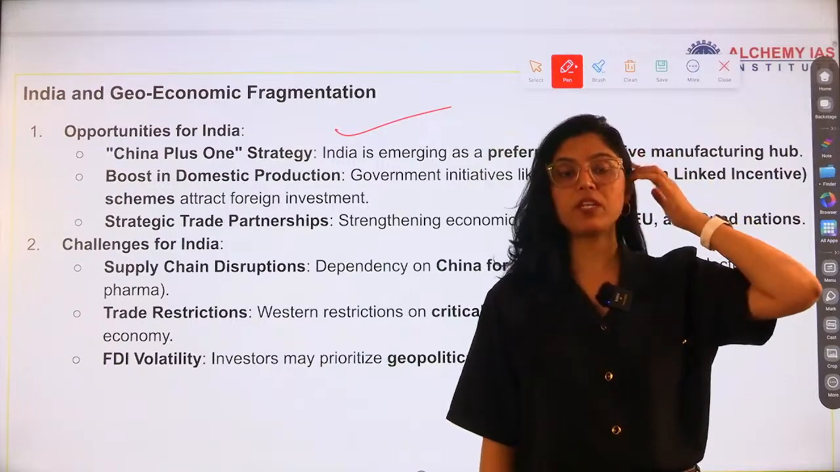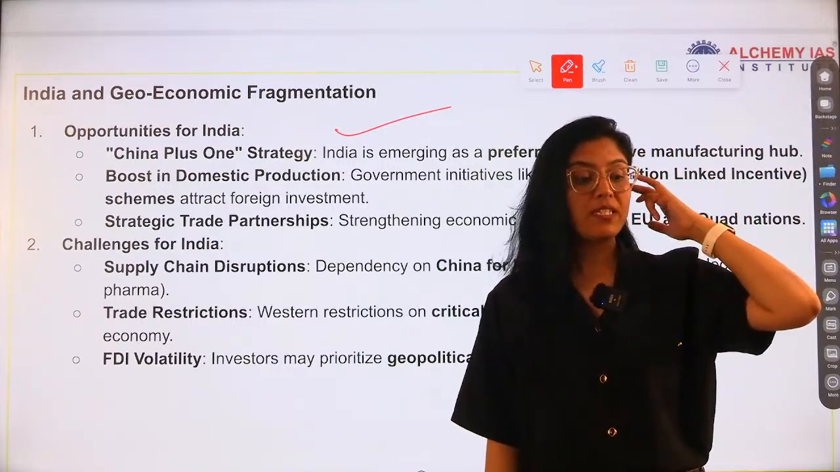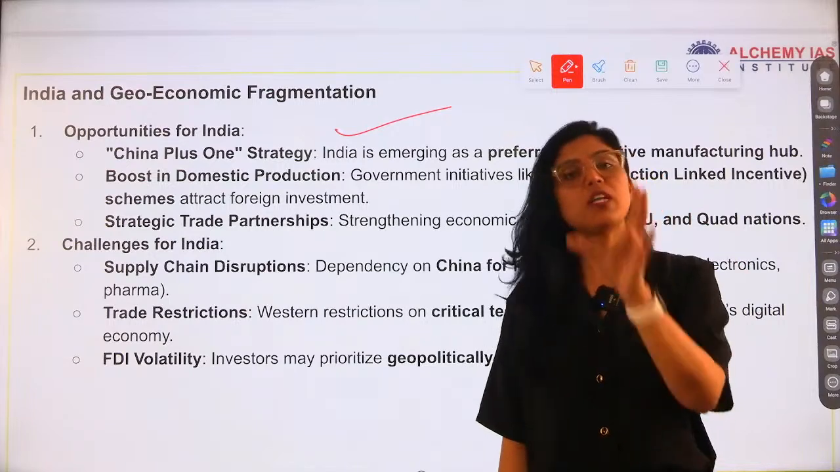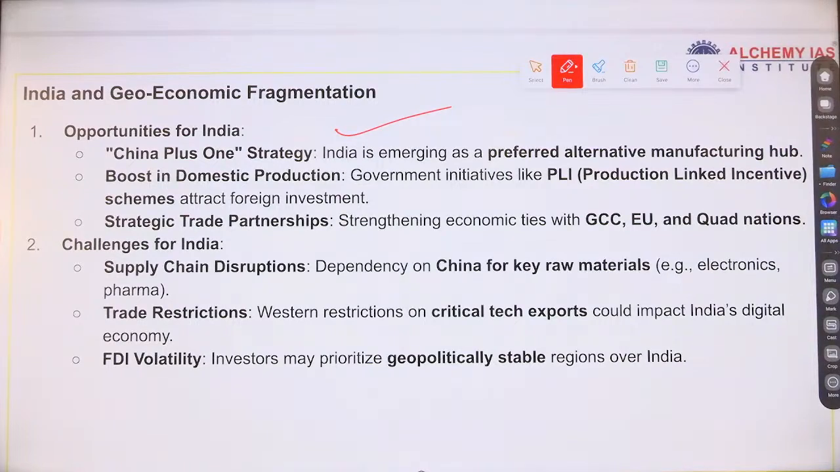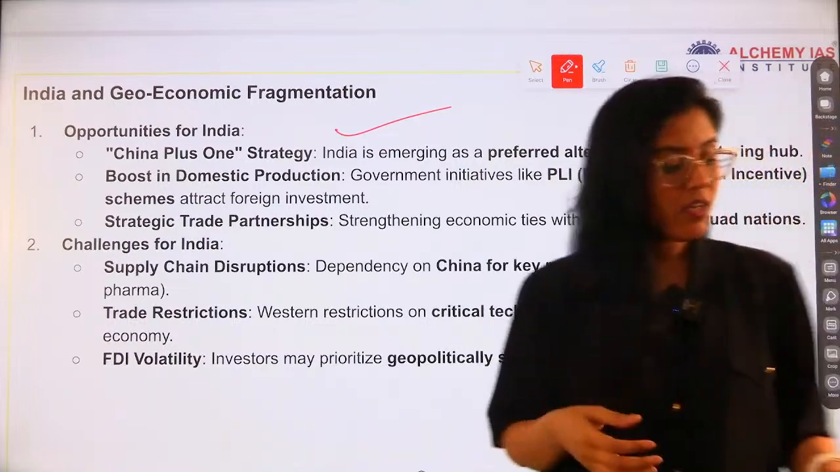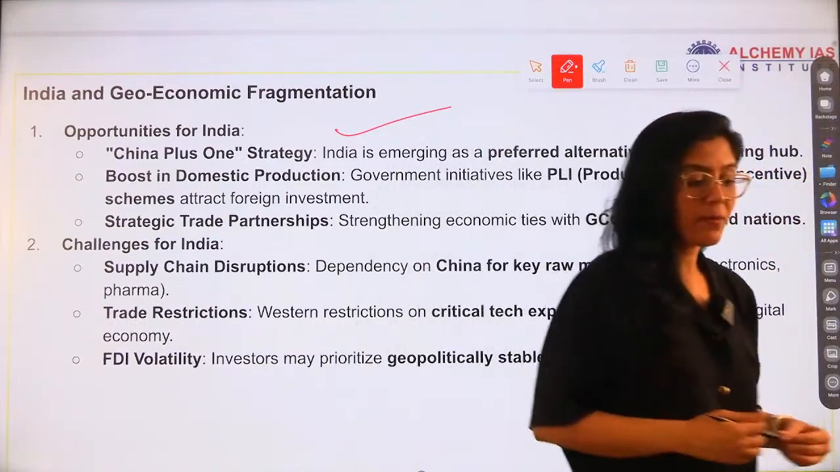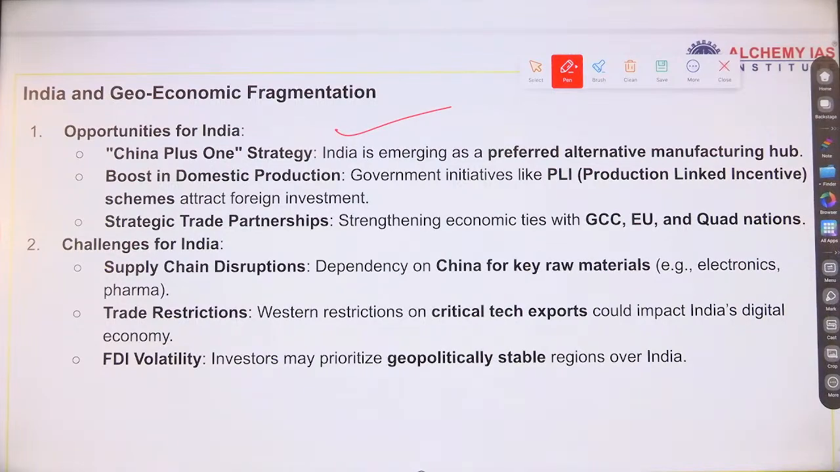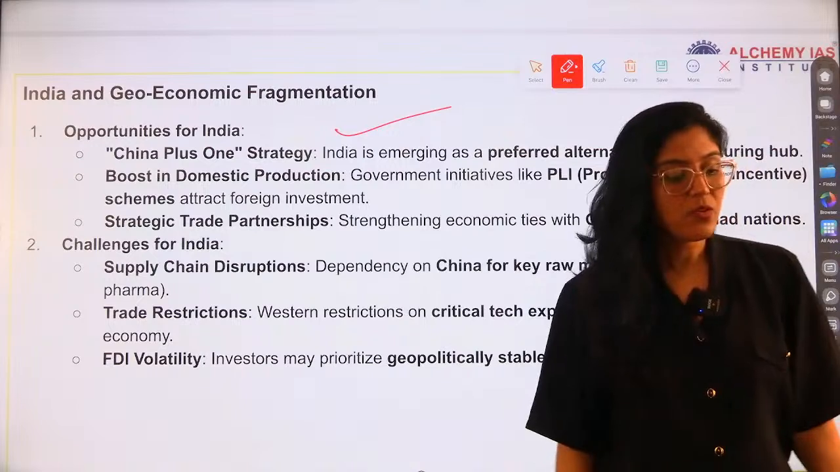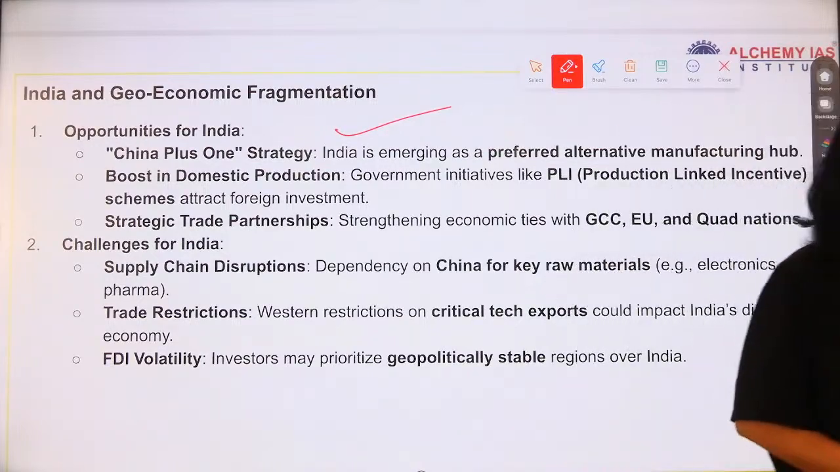What is geo-economic fragmentation? What is it replacing? Can you answer this question, Nikhil? One term is there which it is replacing. Which concept is it replacing, Nikhil? Globalization. Okay. So it is replacing globalization.